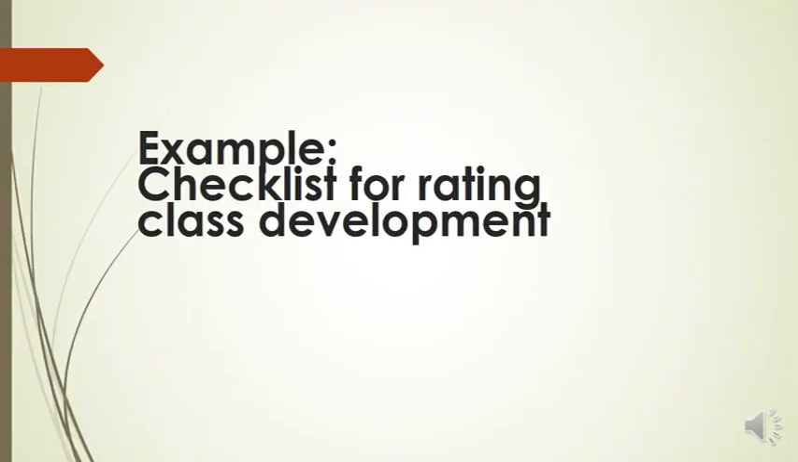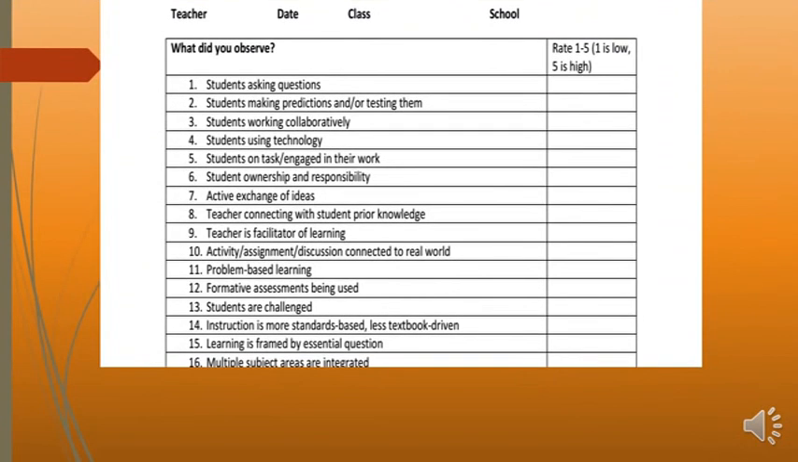Example: checklist for rating class development. Let's see the example. This is an example of a checklist, a very simple one. Remember that here we have to write all the information needed, the same one we use for questionnaires or interviews, as in the previous example. Then you include every question based on every indicator you have in the operationalization of the variables. What did you observe?